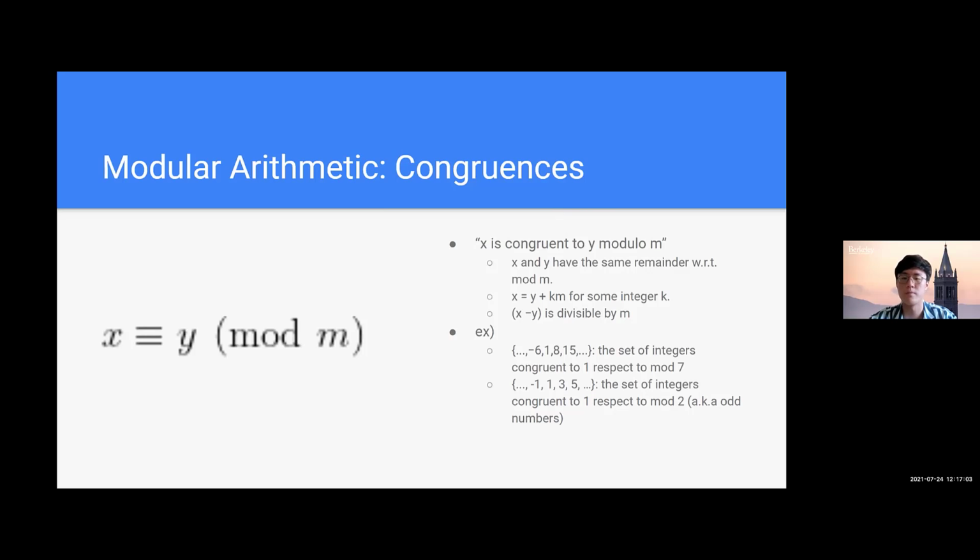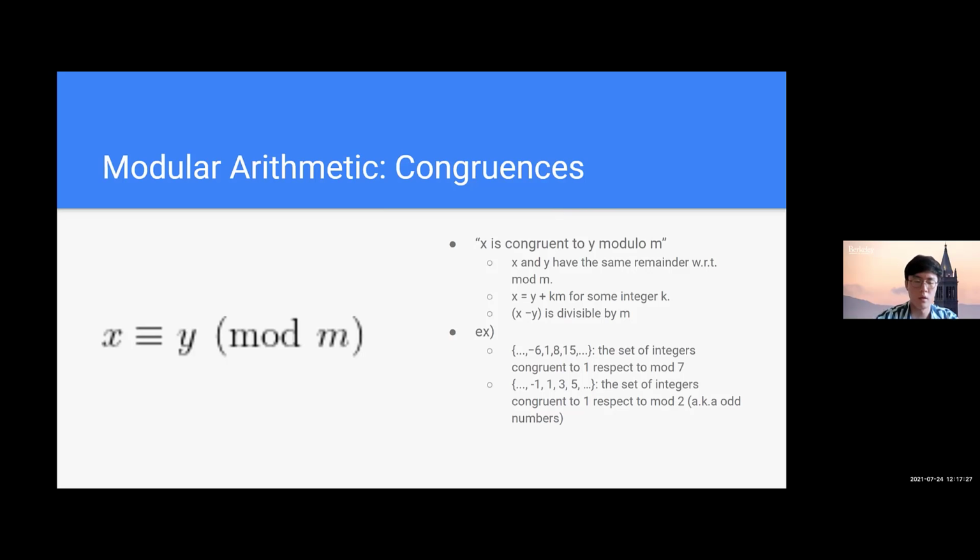Also, you can think of it as the difference of x and y being divisible by m, because if you move around the equation on the second line, you get x minus y is equal to km, which means x minus y itself is an integer multiple of m. So this set, -6, 1, 8, 15, is basically the set of integers congruent to 1 with respect to modulo 7.